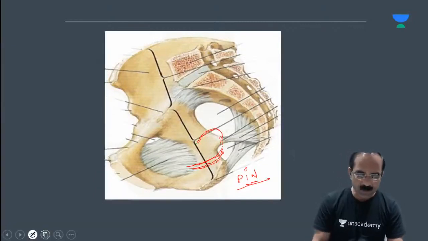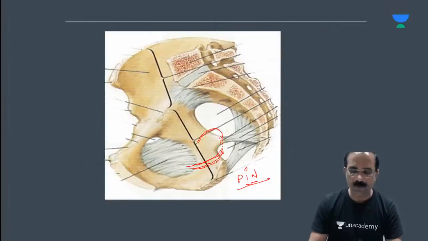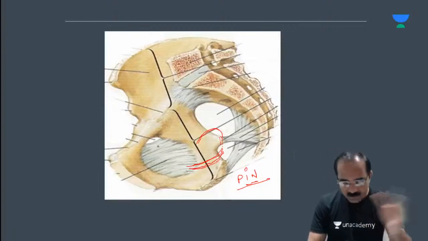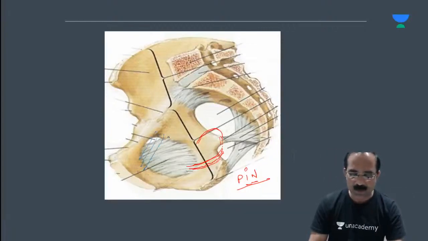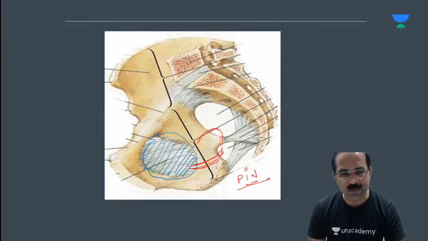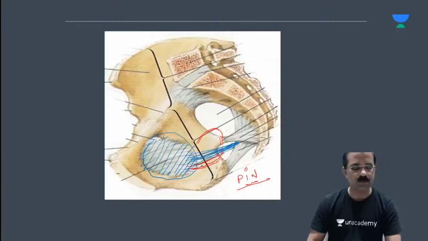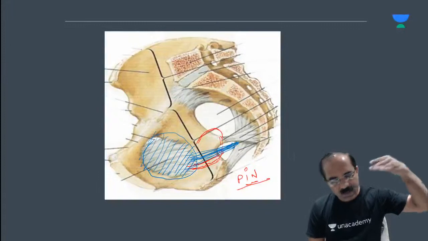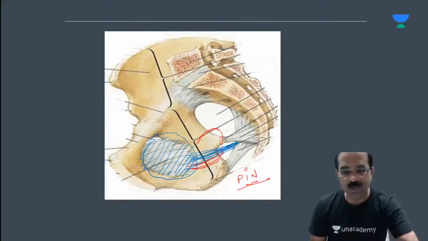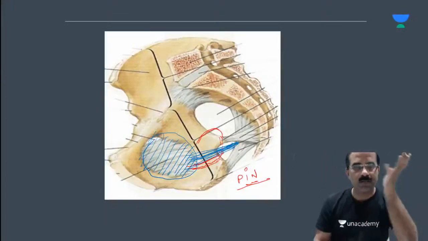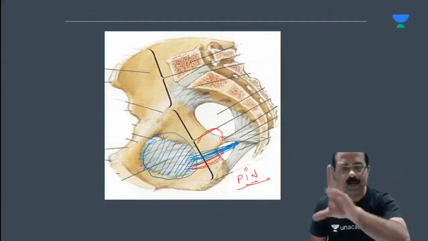And students, there's one structure which is getting out from here. What is this opening here? That's the obturator foramen. And there's a muscle right here. What is this muscle going to be? That's the obturator internus. And the tendon of obturator internus will be getting out from here. You understanding? So the tendon of obturator internus gets out through the lesser sciatic foramen. And there are three structures which are entering the lesser sciatic foramen: PIN.